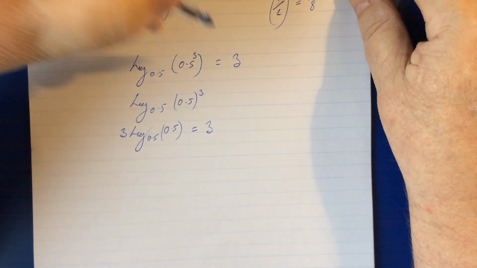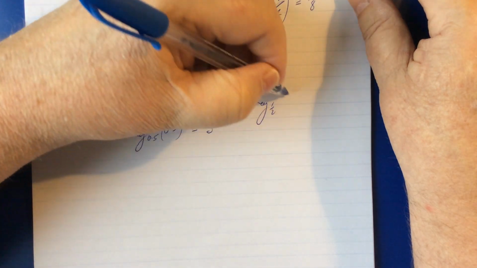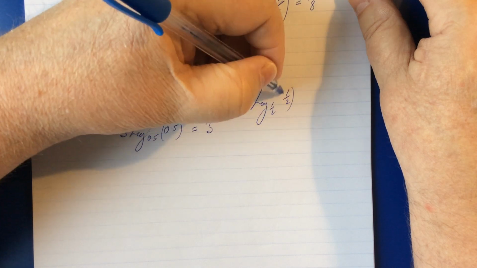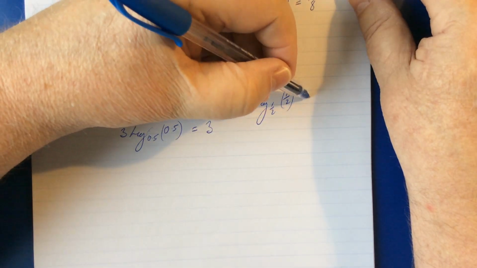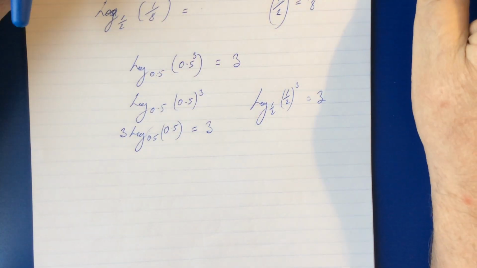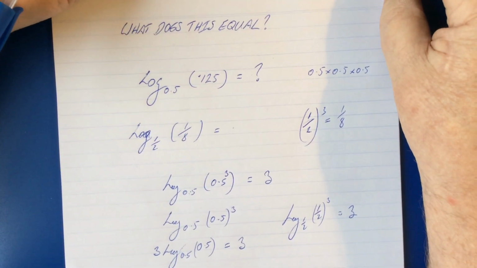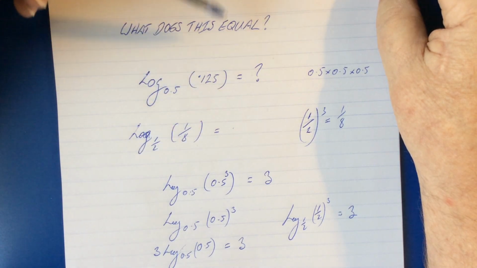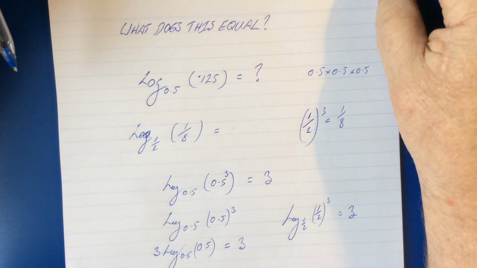Now, just very quickly, log in base 1/2 of 1/8 is equal to 1/2 to the power of 3. And you'll see that the same thing is going on here and that is equal to 3. So to just come back to the question, what does this equal, or what do these equal? They equal 3. That is our answer.